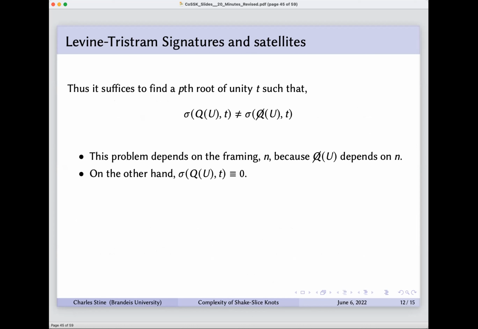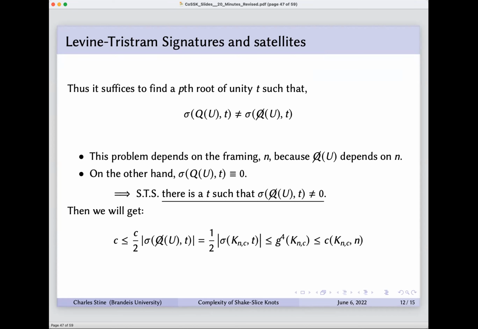On the other hand, one of the things we're able to rig up by our specific construction of the pattern Q is that for any root of unity T, the signature is in fact identically 0. And this is independent of N because of course Q is independent of N. Q' is where the dependency on N kicks in. So in particular, this reduces the problem to finding a pth root of unity T such that the signature of Q' applied to T is not equal to 0.